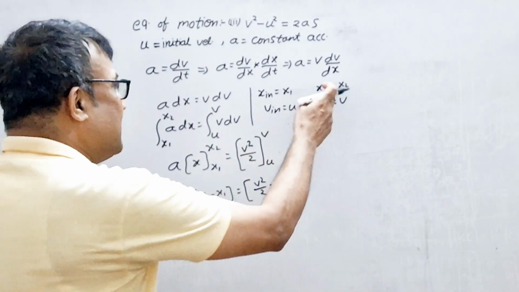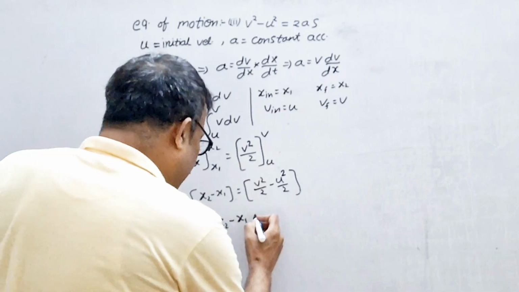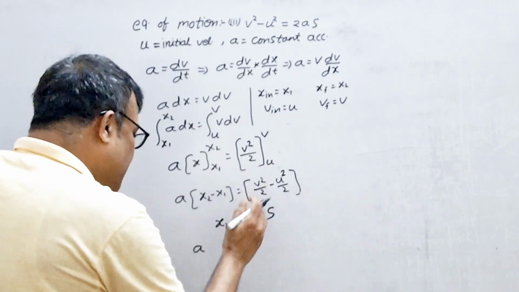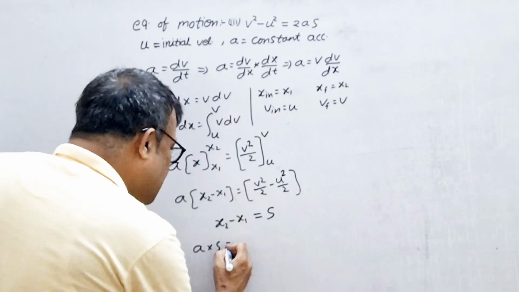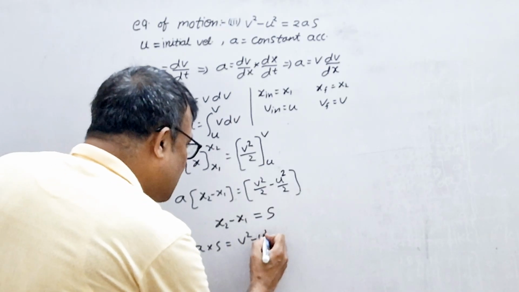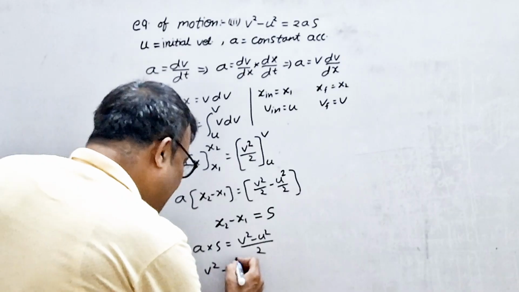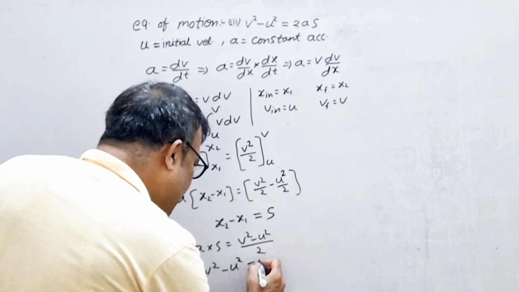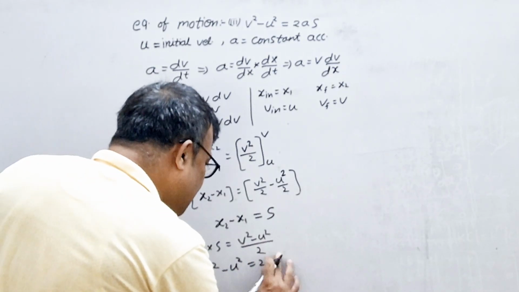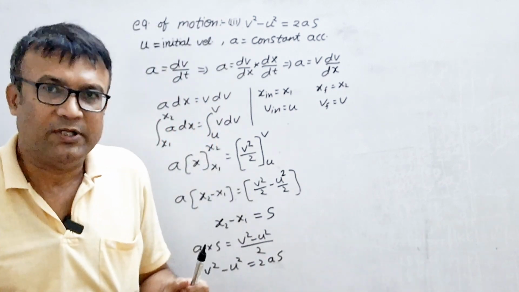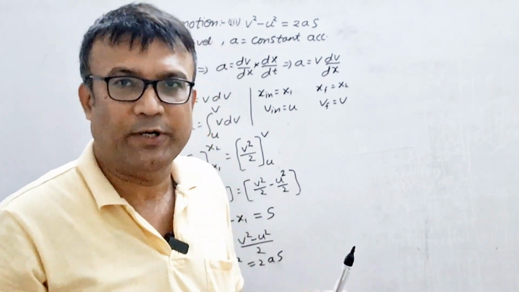Now x2 minus x1 represents the displacement of the object. Suppose we replace it with s, then this equation will become a into s equal to v square minus u square by 2. Now we cross multiply 2, then we have the relation v square minus u square equal to 2as, which is the desired equation. This way, we can find out the third equation of motion by calculus method.